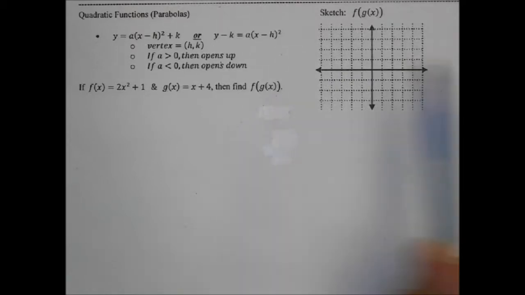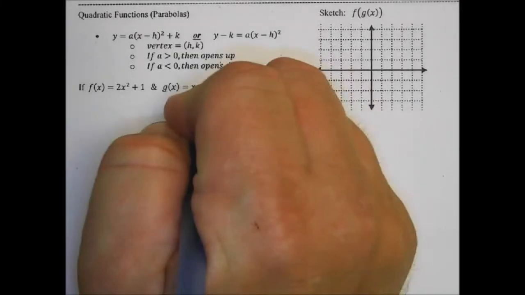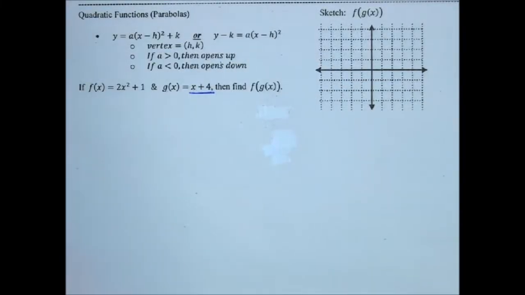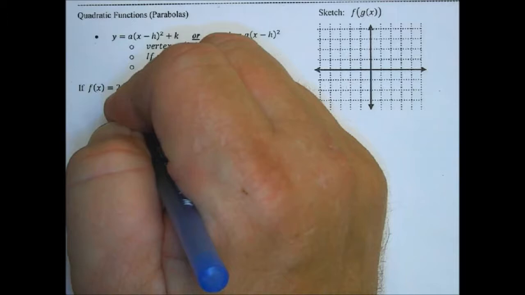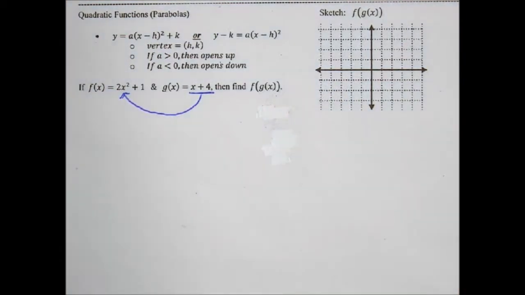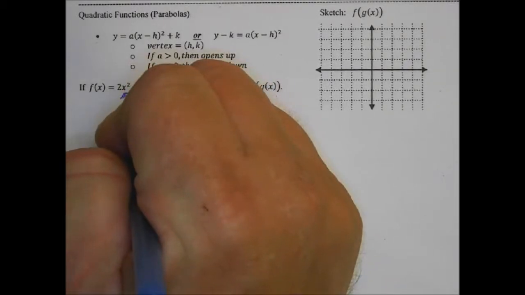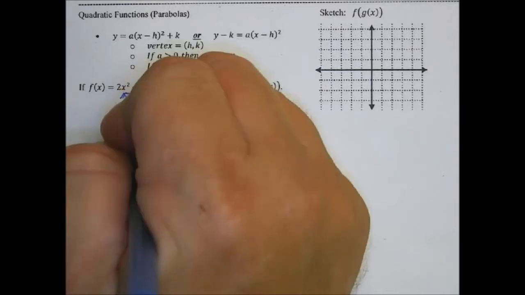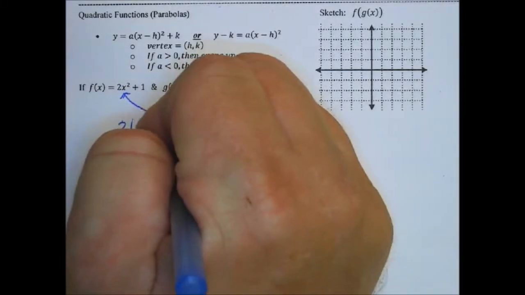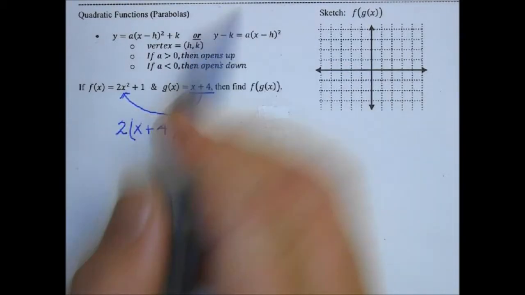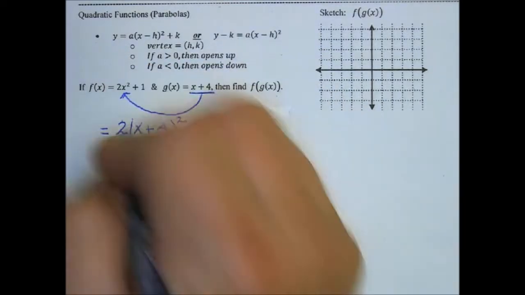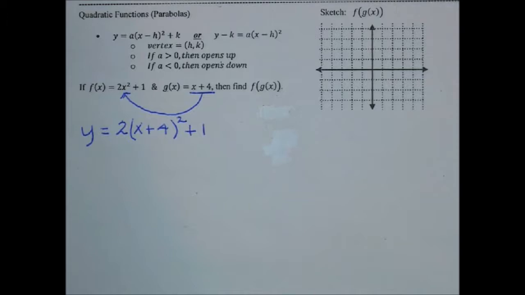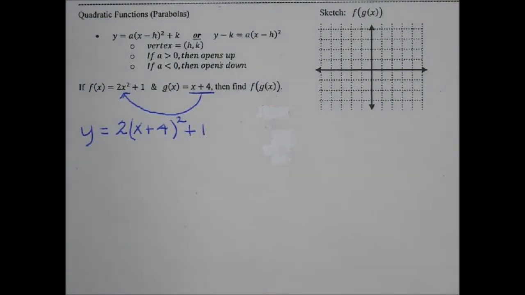So all this is saying is take the g of x function, which is x plus 4, and plug it into the f of x function, and there's only one place it can go in there, and that's right there at that x. So the function that we're going to end up graphing is 2 times (x plus 4), remember, this goes there, so x plus 4, and then it gets squared because of that, and then we add 1. So you could call it y equals, you could call it a new function, doesn't really matter what you call it, but we want to graph it.